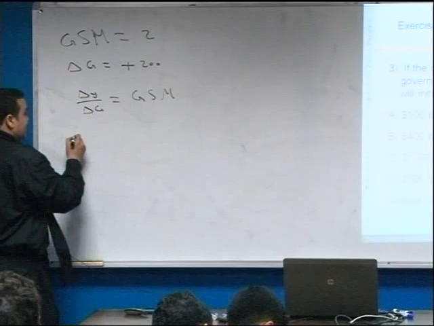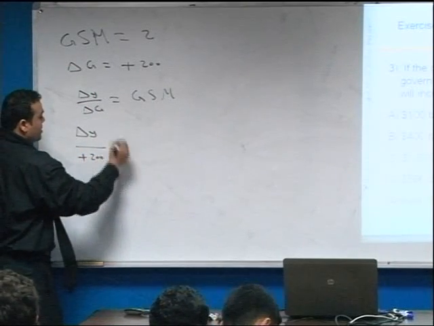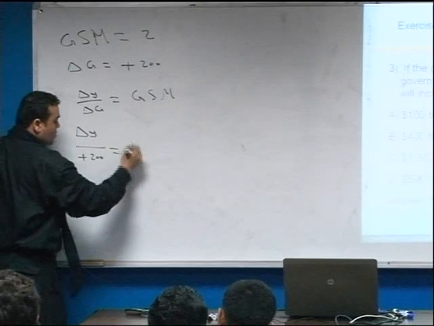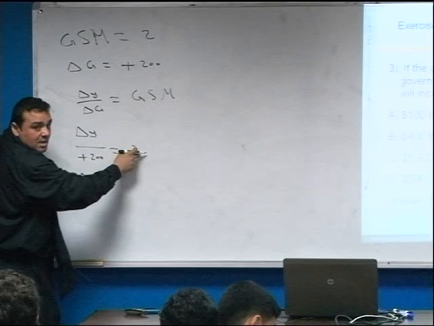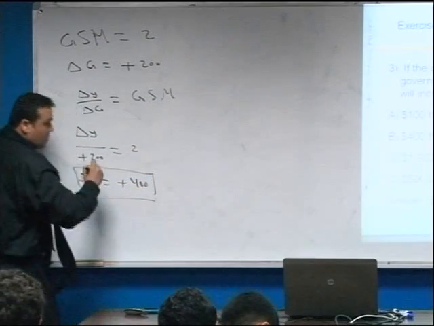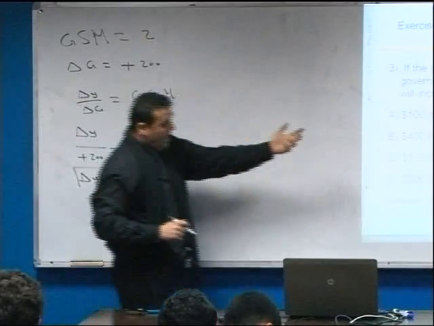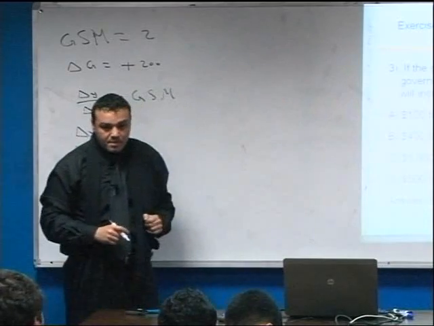So the government spending multiplier equals delta Y over positive 200, which is 2. So delta Y equals positive 200 times 2 equals positive 400. So in this case, the output will increase by $400 million, right?